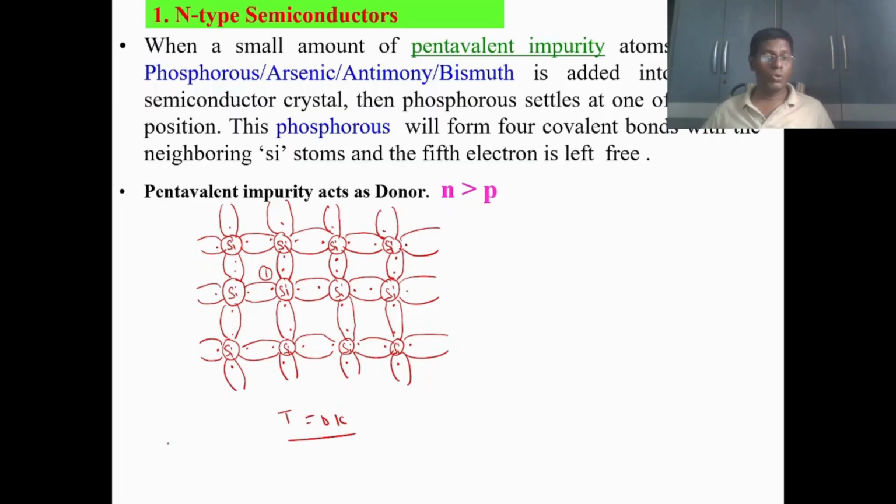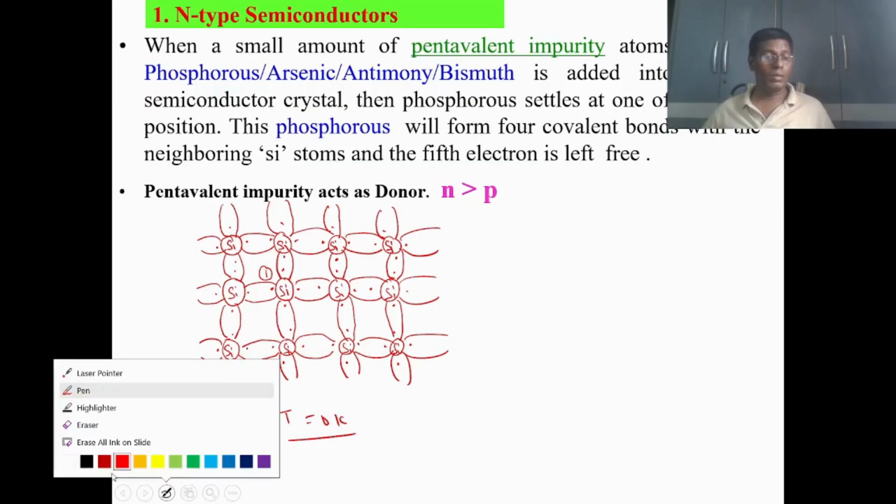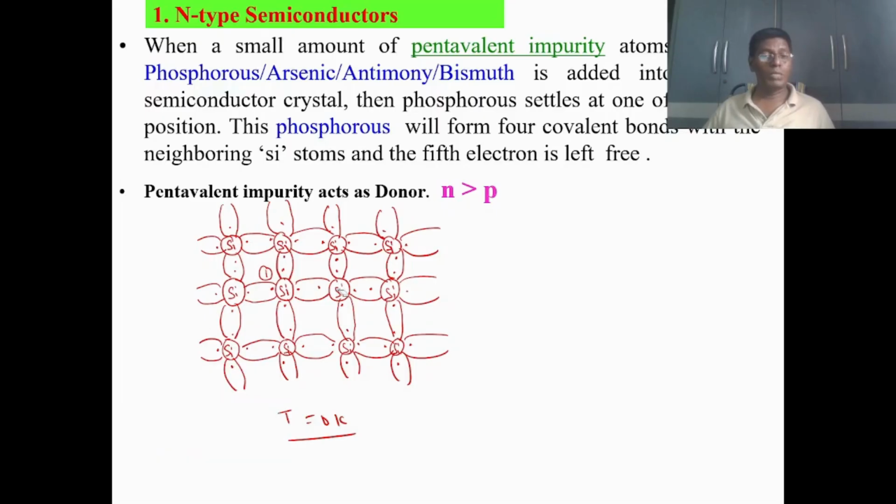Now I am going to add one phosphorus atom into the pure silicon. Observe the diagram carefully. Phosphorus has 5 valence electrons. This is the first electron of the phosphorus, second electron, third electron and fourth electron. But this phosphorus has 5 valence electrons, so this is the fifth electron.